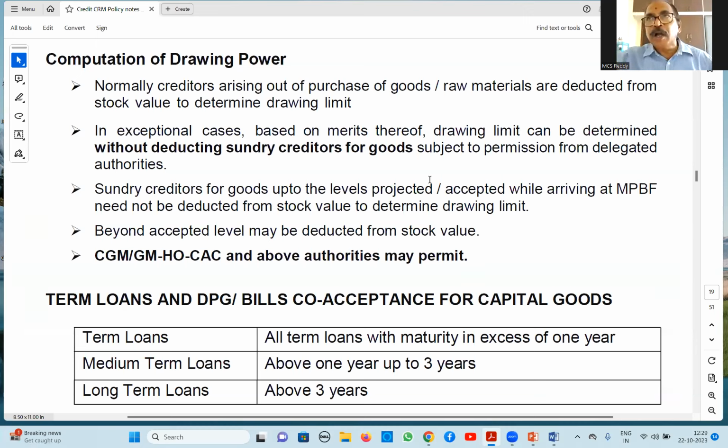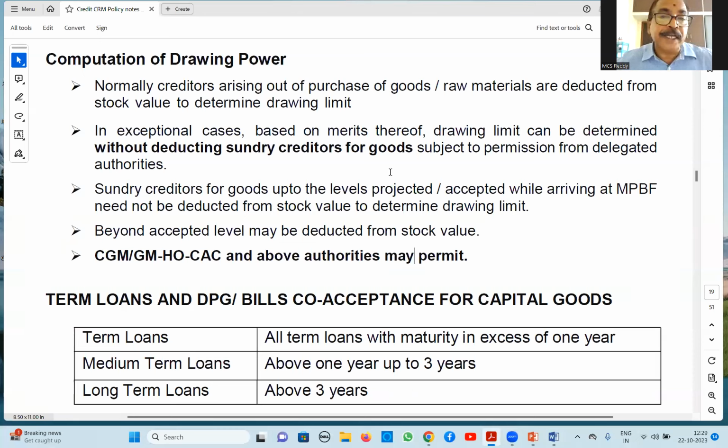So in this example, 100 crores is stocks, 20 crores is sundry creditors. Already sundry creditors at the time of sanction, 25 crores was outstanding. So you need not deduct this 20 crores from stocks. That means on the entire 100 crores, you less margin and give drawing power. You need not deduct sundry creditors up to accepted level at the time of sanction for arriving at drawing power only. This is the computation of drawing power. With the GM, HO, CSC authorities, you need not deduct sundry creditors. This is the question, right?